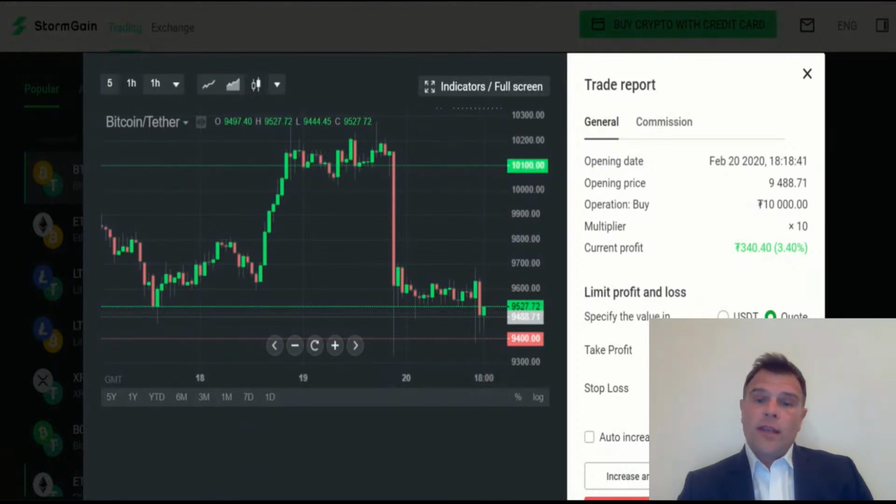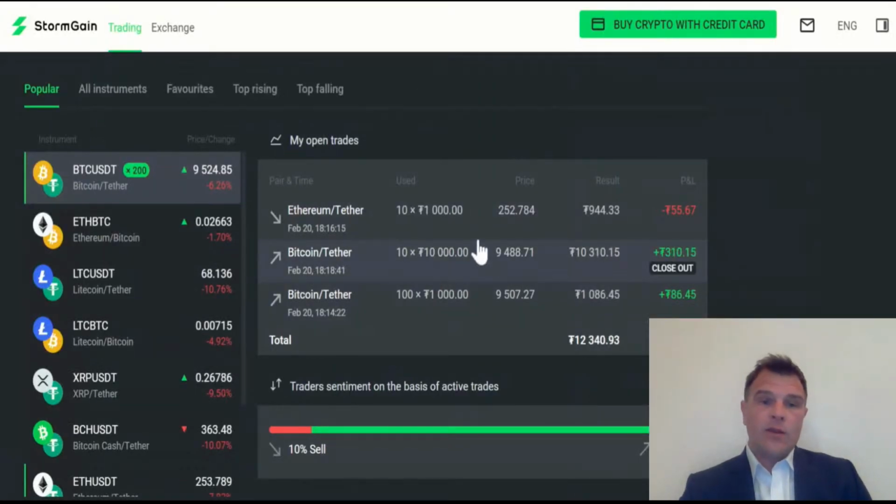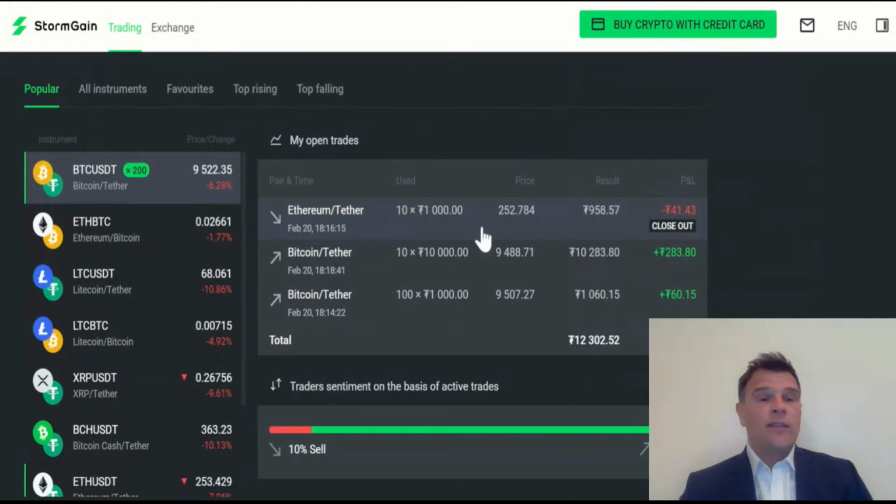Now, as I said before, the actual trade size here. So if we look at this, we've got a trade size of 1,000. Now I can't lose more than 1,000 here, because as soon as I lose 1,000, the system will automatically close me out. So if I forget to put a stop loss on, then that's all I can lose.